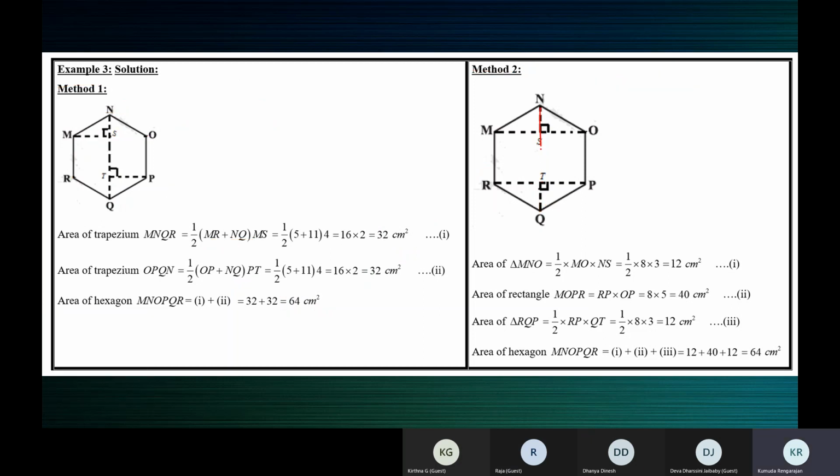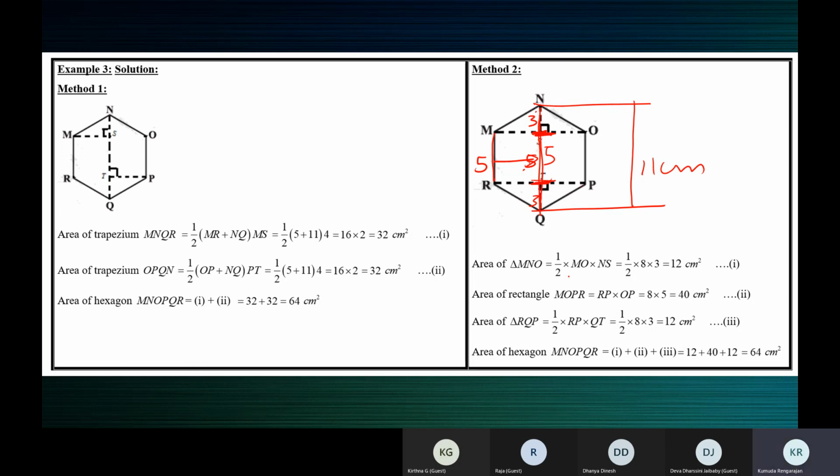Let's do it again. This full thing, NQ, is 11 centimeters because it's marked from here to here. MR is 5, so correspondingly from here to here will also be 5. 11 minus 5 is 6, so it should be 3 here and 3 here. Now add: 3 plus 5 is 8, 8 plus 3 is 11.